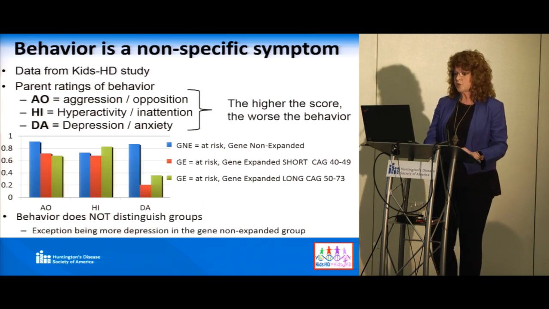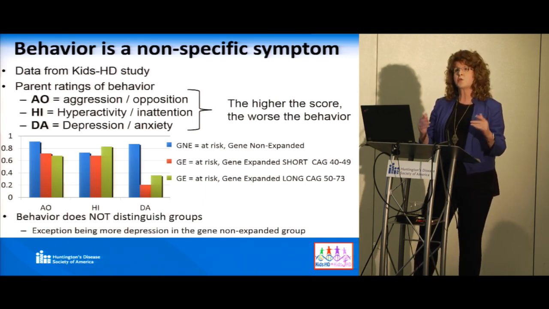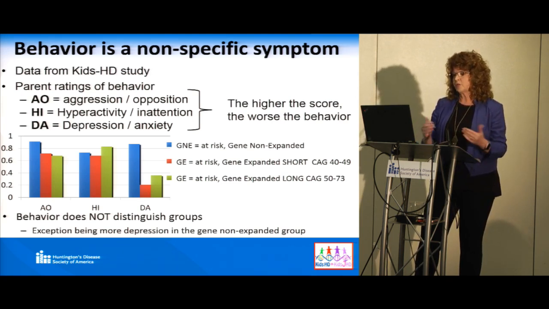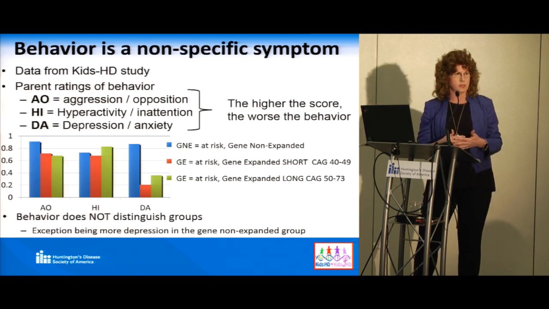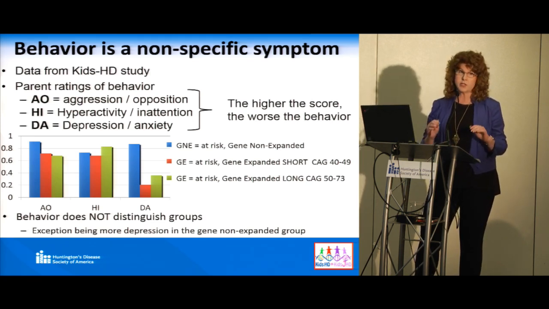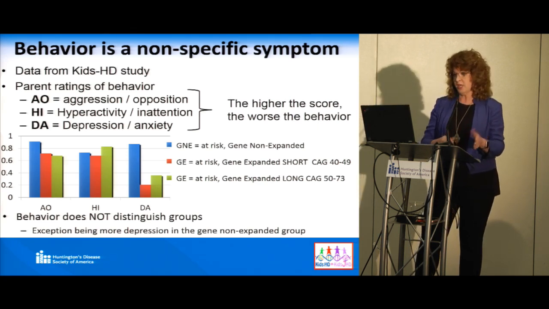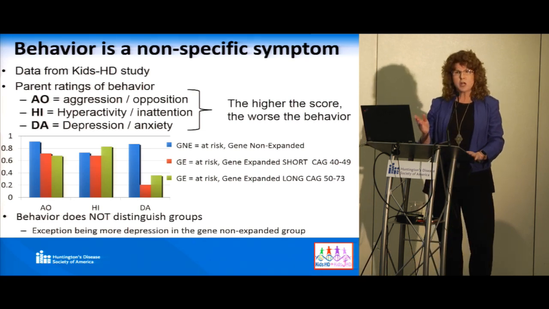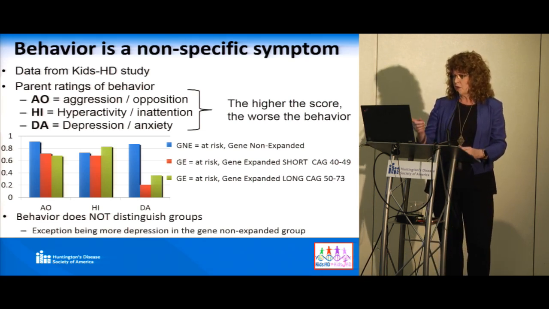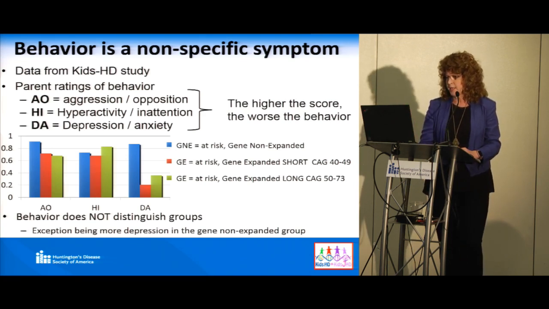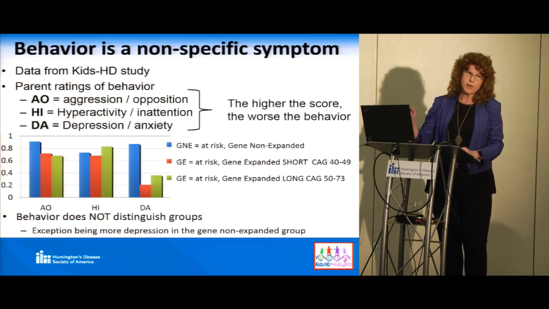So what you see here is from those kids who come who are at risk. This is not the JHD kids. These are children who are at risk. And we ask their parents to fill out rating scales. And parents actually are really good at quantifying and defining what their kid's behavior is. They're really good at it. And so aggression and opposition is AO, hyperactivity and attention is HI on the graph, depression and anxiety is DA. And then I divided these up.